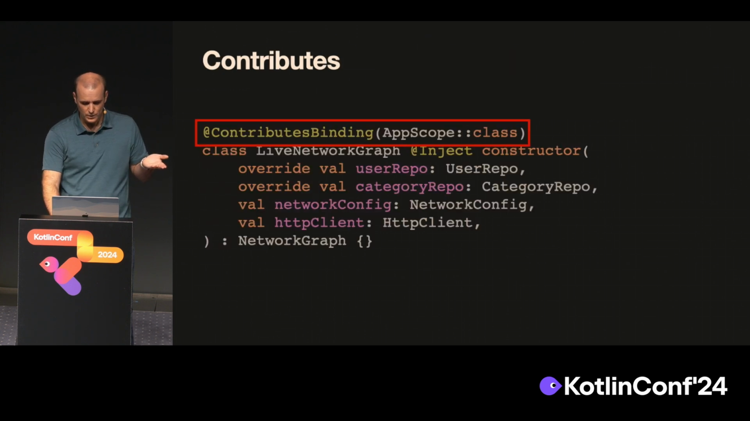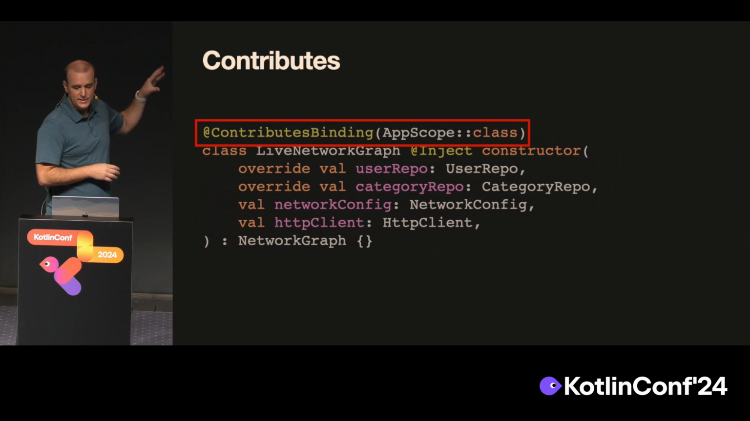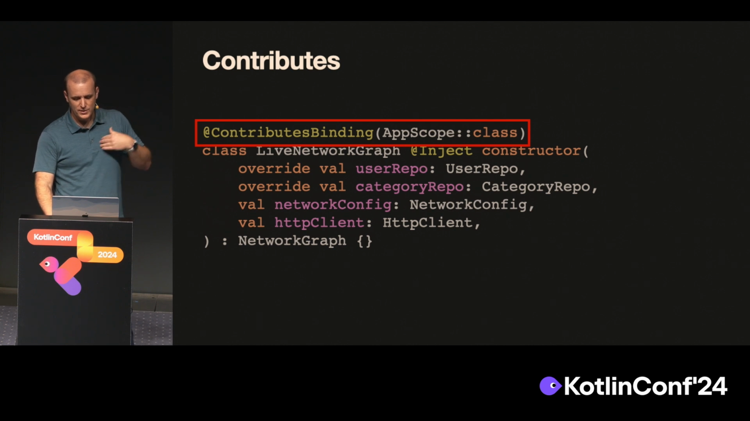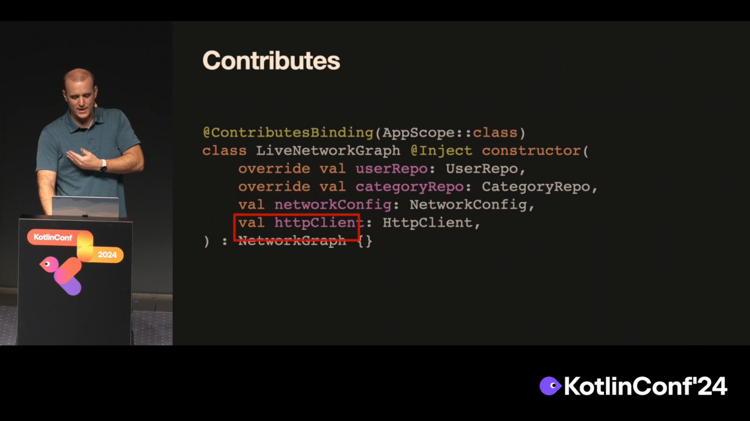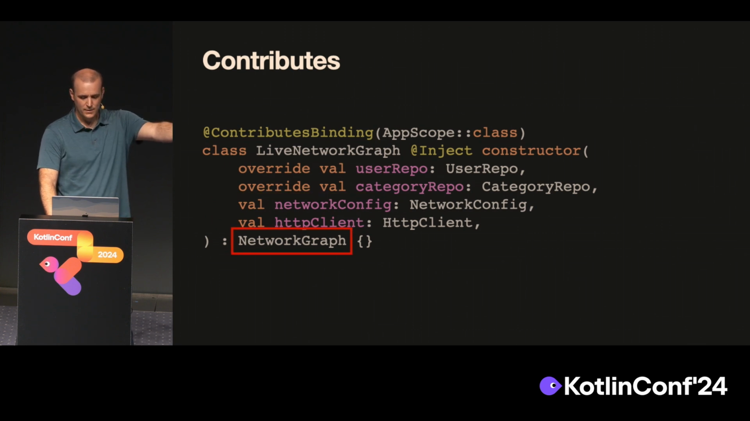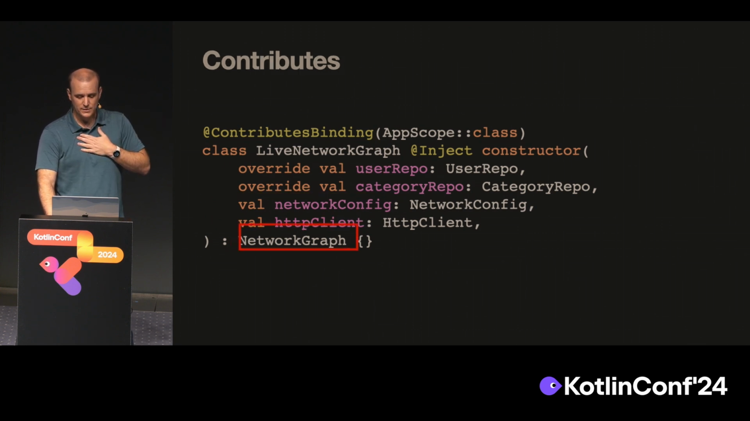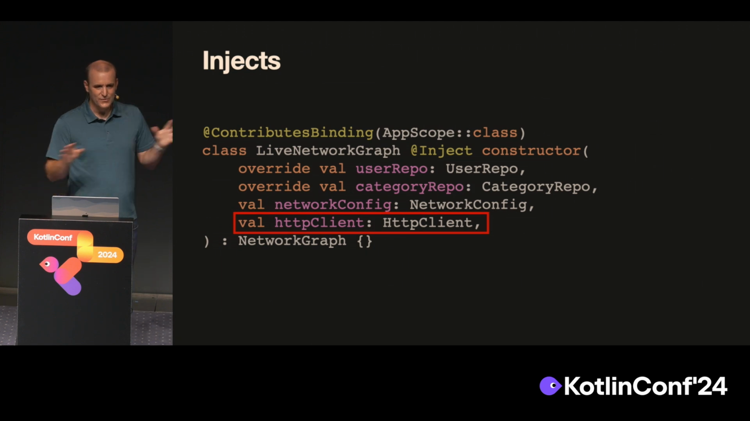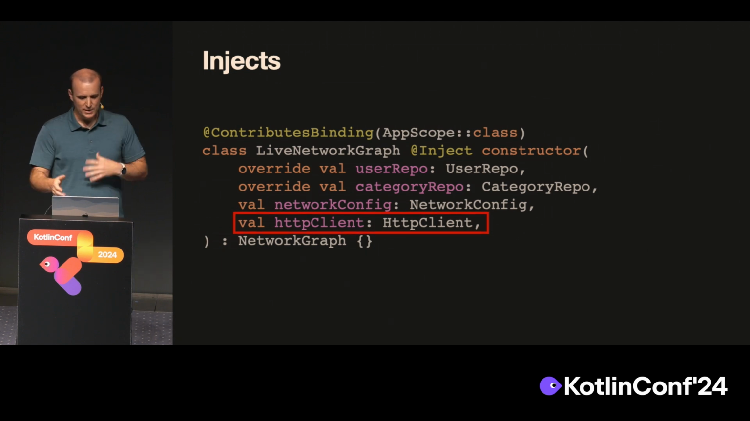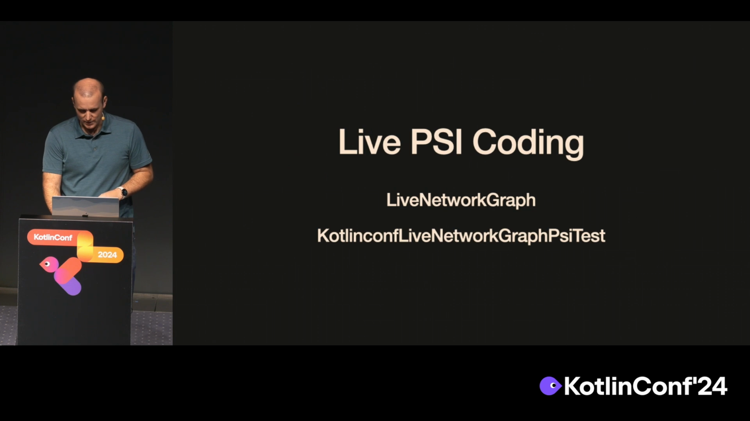Let's implement it. This is the exact use case here of contributing a binding with Anvil. So what this says is I'm contributing this binding to the app scope. I'm taking a live network graph, and I'm providing it as the interface network graph. But in order for me to be constructed, I inject a user repo, category repo, a network config, and an HTTP client. Now, this makes your configuration really nice, but when you get into actually coding and having these errors, it's kind of hard. This would be really hard to figure out. Like, how would we know what gets injected and what's not? Well, we can use PSI to figure that out.